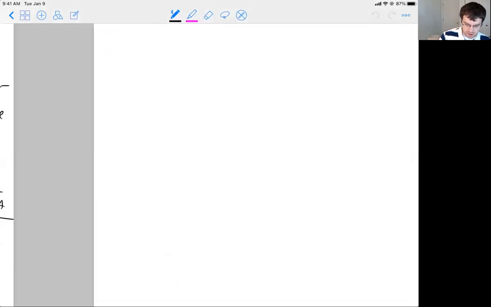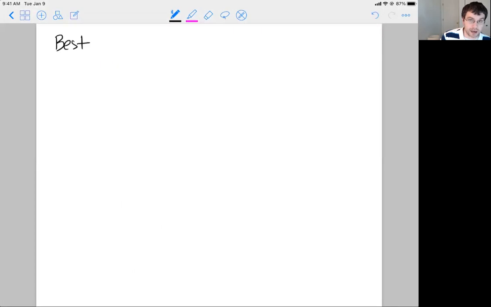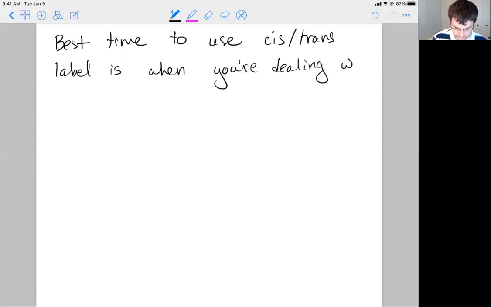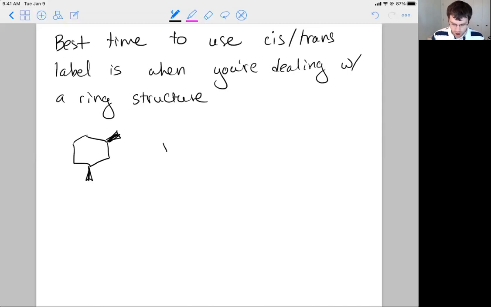It turns out that the best time to use the cis or trans label is when you're dealing with a ring structure, a chiral ringed molecule. So let's imagine we've got two cyclohexanes. In one cyclohexane, we've got two wedges. In another one, we have a wedge and a dash.